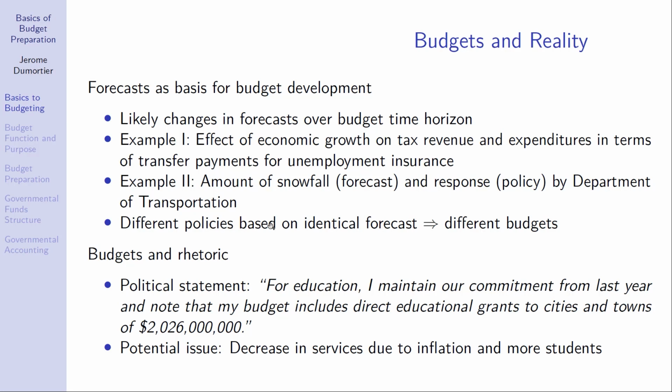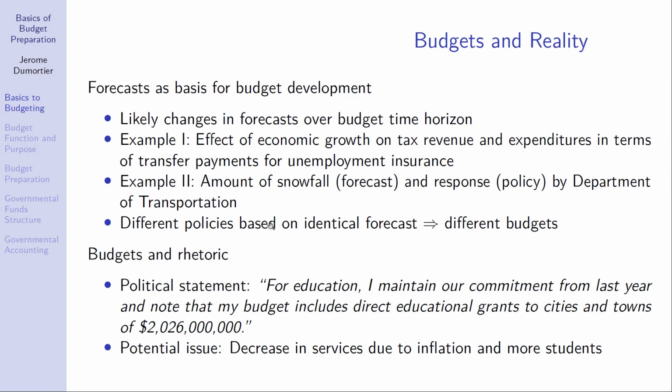So think about, for example, that you are expecting a certain economic growth, and that forecast of economic growth is then the basis for the expected tax revenue as well as the expenditures. Think about expenditures here, for example, in terms of transfer payments for unemployment insurance. Depending on how the economic growth is actually realized, in the sense that you have high or low economic growth, that may mean very different revenue streams as well as expenditure streams.